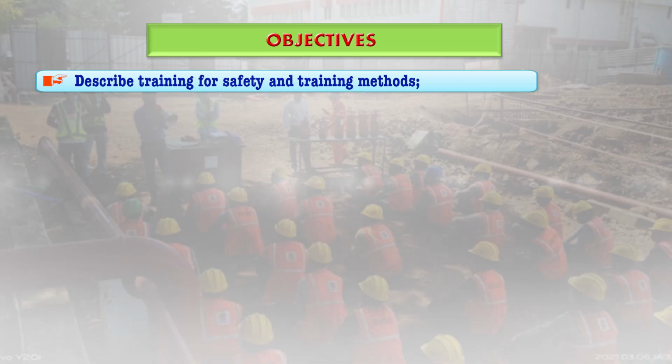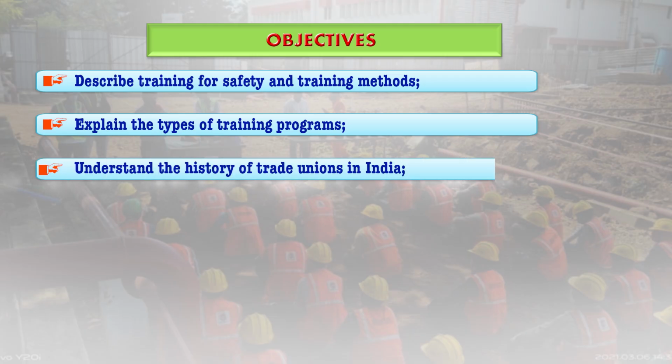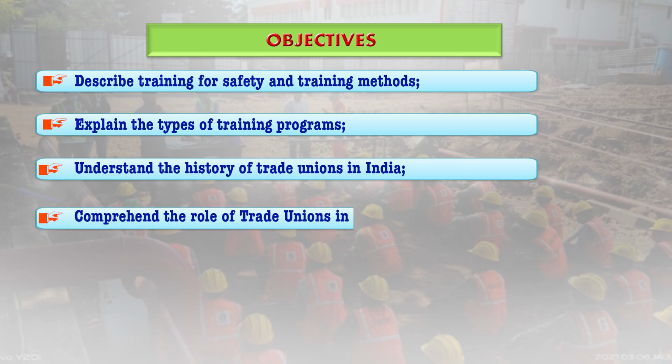The main objectives of this course are to describe the training for safety and training methods, and also to explain the types of training programs. Another objective is to understand the history of trade unions in India, because they play a very important role to bring in the safety culture within the industries or in organizations. And further on, another objective would be to comprehend the role of trade union in the safety and health.